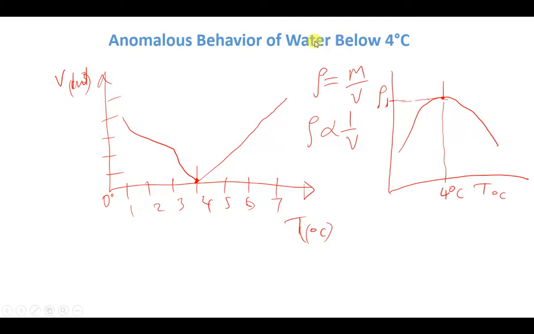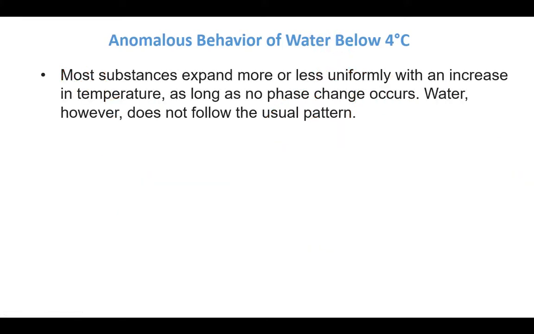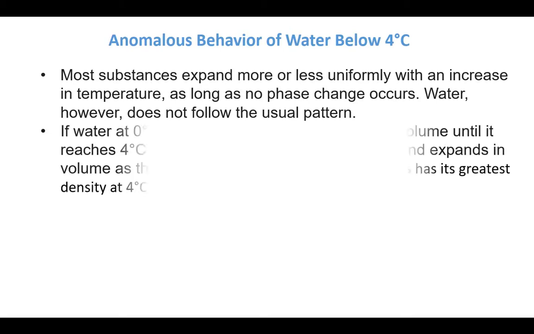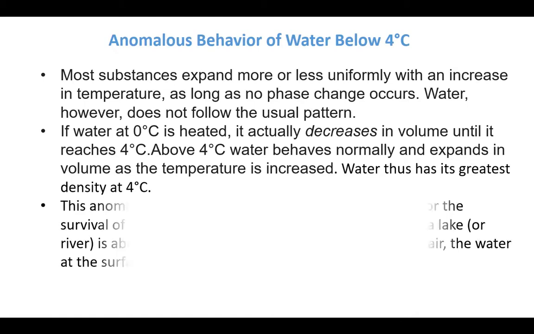Okay, so let's look at these few notes here. Most substances expand more or less uniformly with an increase in temperature, as long as there is no phase change. Water, however, does not follow the usual pattern. Water behaves abnormally, in short. It doesn't behave the normal way, the way other substances behave. For water, it will first reduce in volume, and then at 4 degrees, that's when it will begin to increase in volume. This is what this point is also talking about.